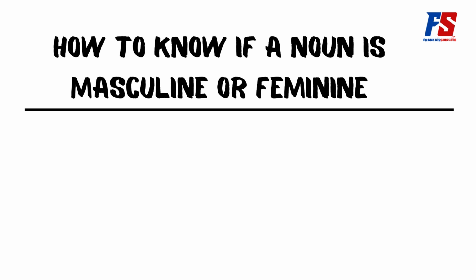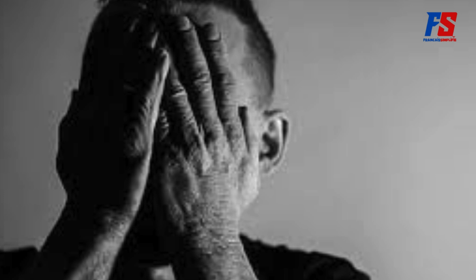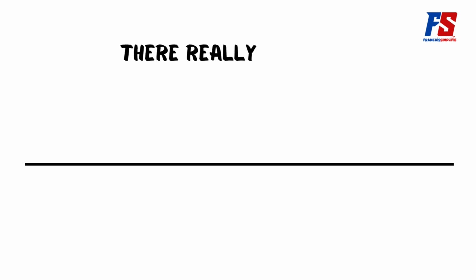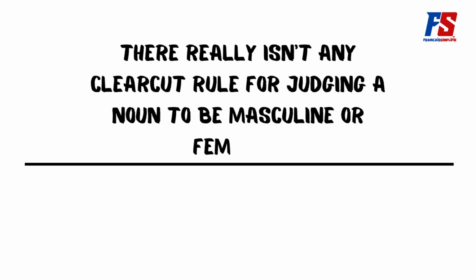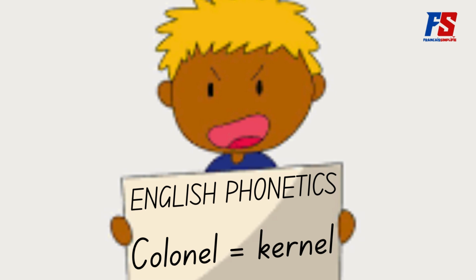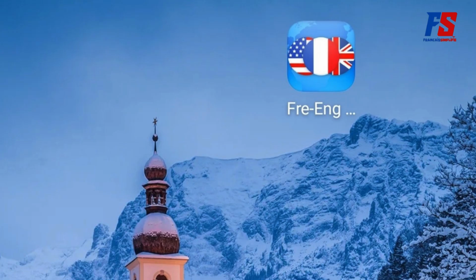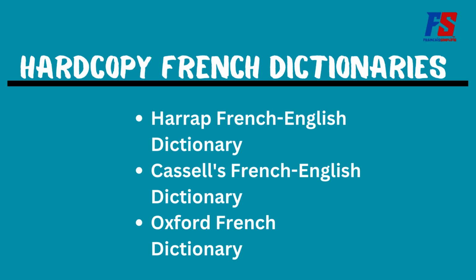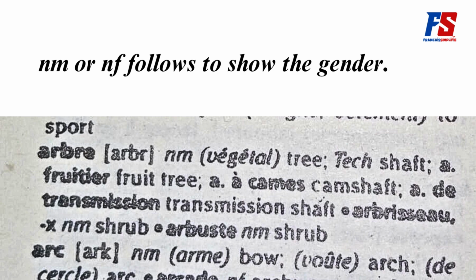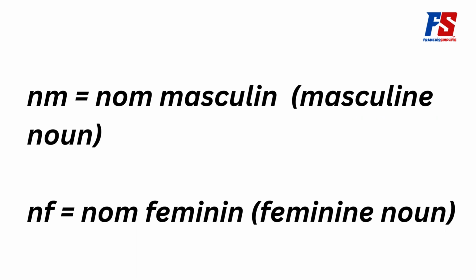1. How to know if a noun is masculine or feminine. This might be a bit disappointing, but there really isn't any clear-cut rule for judging a noun to be masculine or feminine. It is like English pronunciation, where there is no definite rule. The surest way to know whether a noun is masculine or feminine is to look at its entry in a dictionary. Whether you're using a dictionary app or a hard copy dictionary, like Harrap or Collins or Oxford, after every noun entry, NM or NF follows to show the gender. NM stands for nom masculin, that is masculine noun, while NF stands for nom féminin, which means feminine noun.